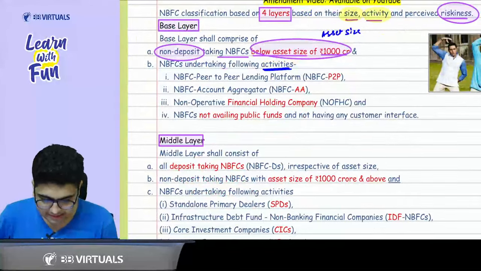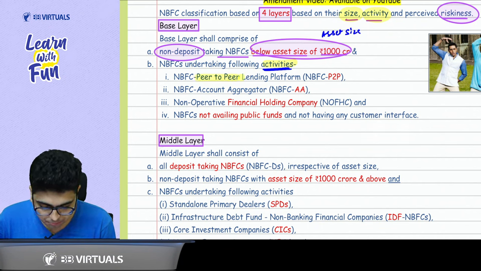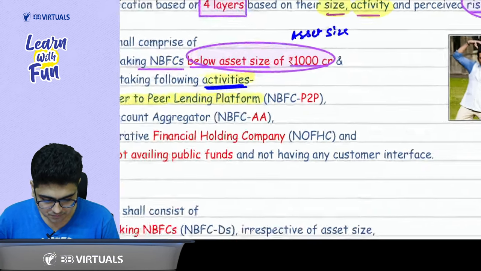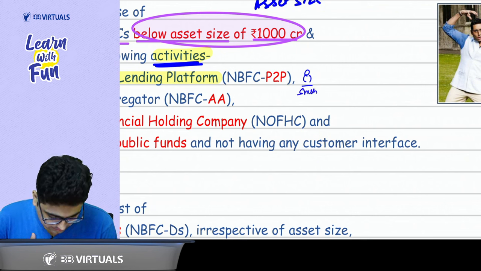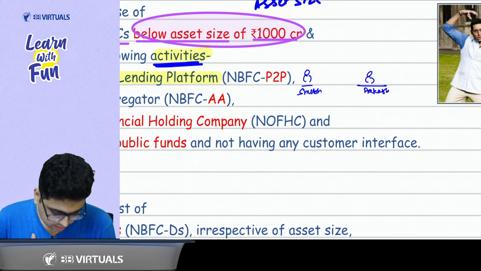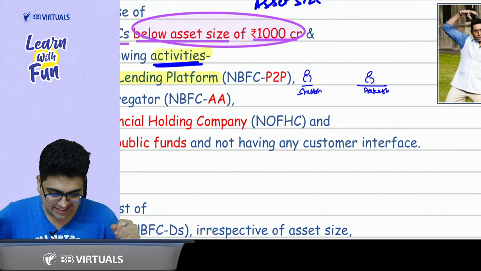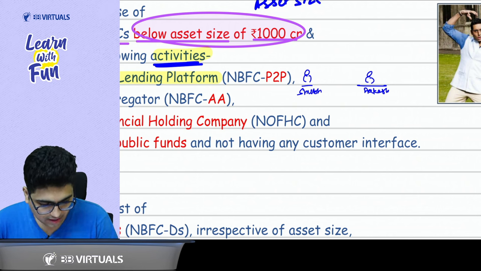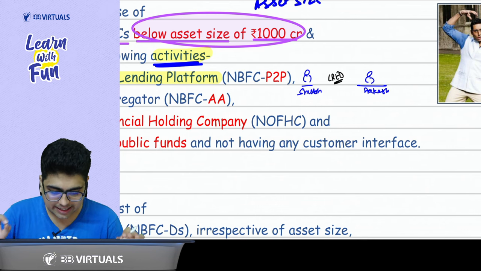I said these layers are based on the size and the activity. In terms of activities, first type of NBFCs are the ones who are engaged in peer-to-peer lending platform. Sir, what is a peer-to-peer lending platform? Let's understand. Let's assume there is a person, Shubh, that is me, Shubham. Then there is Akash, sir. We both are there. I need money. Akash sir has lots of money. And in between both of us, there is a lending platform called CRED. I hope you have heard about it.